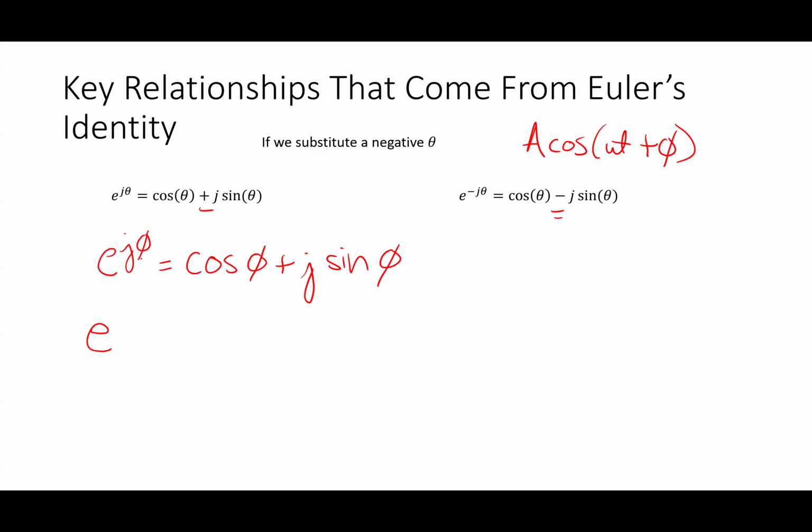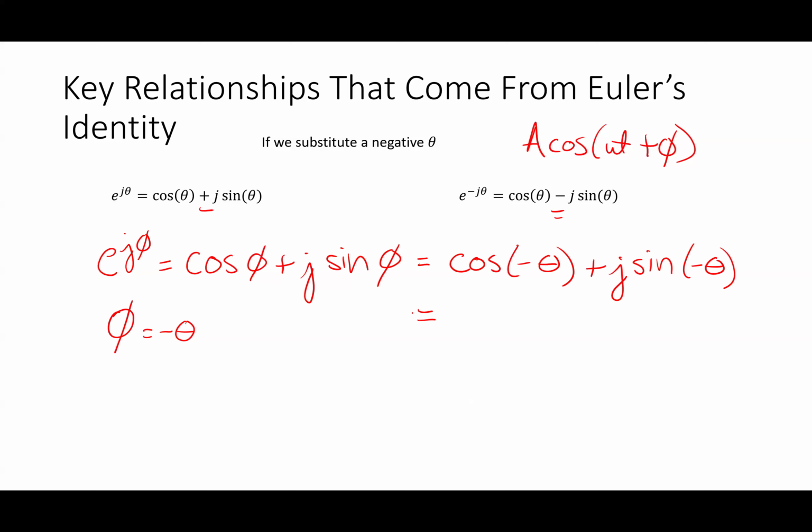Let's say I plugged in phi is equal to negative theta. Okay, let's say I plug that in there. What would that become? That would become cosine of minus theta plus j times sine of minus theta. What's cosine of a negative angle? The trig identity. It's just the cosine of the angle. What happens with the sine? If I have a sine of a negative angle, what do I get? Negative j times the sine of that angle.